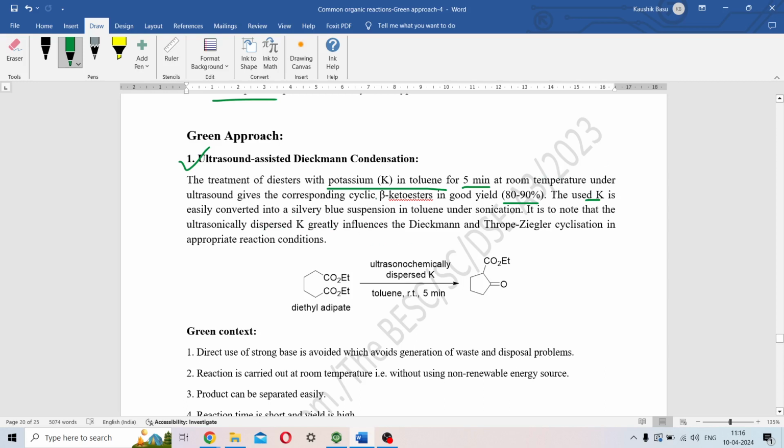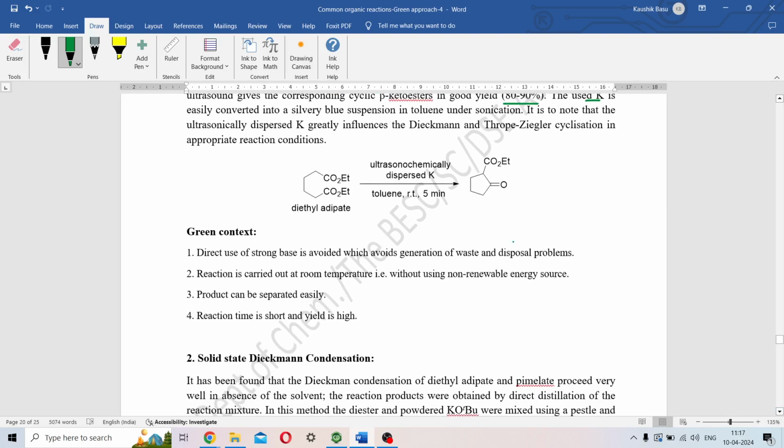And not only Dieckmann condensation but also the Thorpe-Ziegler cyclization, which involves cyanide compounds, those reactions have also been done in an ultrasonic bath. So what is the green context of this? We have not used any so-called strong base, we have used just potassium. So the waste disposal problem is kind of taken care of.